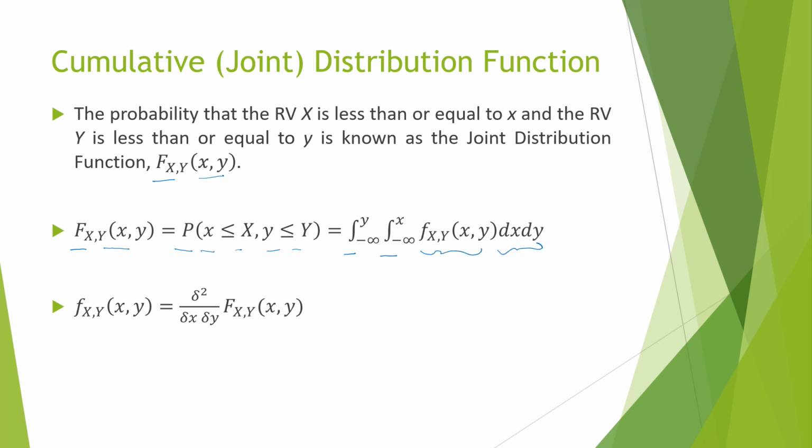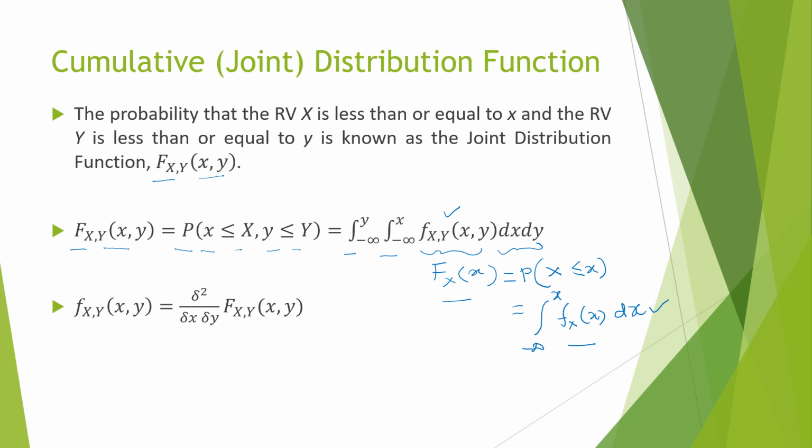At this point we recollect the cumulative distribution function for a single random variable, given as Fx(x) equal to the probability that the random variable x is less than or equal to x, which is equal to the integral minus infinity to x of fx(x) dx. This is the basic definition for the cumulative distribution function of a single random variable. The same thing can be extended for two random variables. That's what we can observe here.